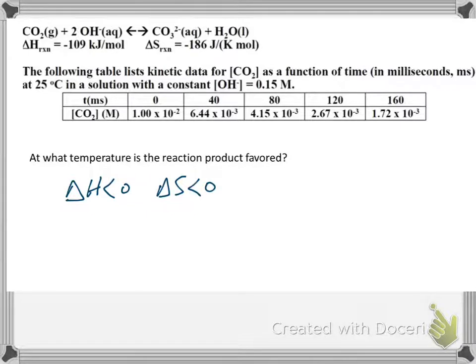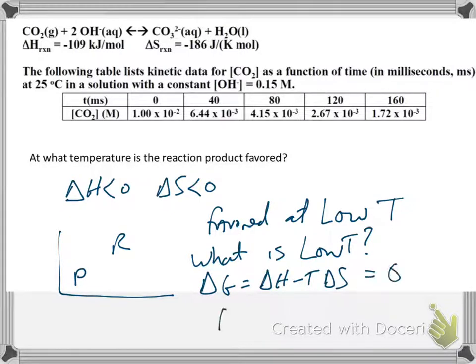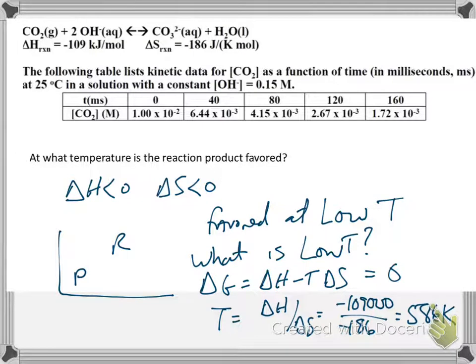So first it asks at what temperature is the reaction product favored. So we have delta H is less than 0, delta S is less than 0. It's favored at low temperatures, but what does low temperature mean in this context? It means when delta G equals 0. So the temperature is the ratio of delta H to delta S, and we plug this in and we get 586 Kelvin. So for the context of this reaction, 586 Kelvin means low temperature. So if you're below 586, this reaction is product favored. So lower than 586.